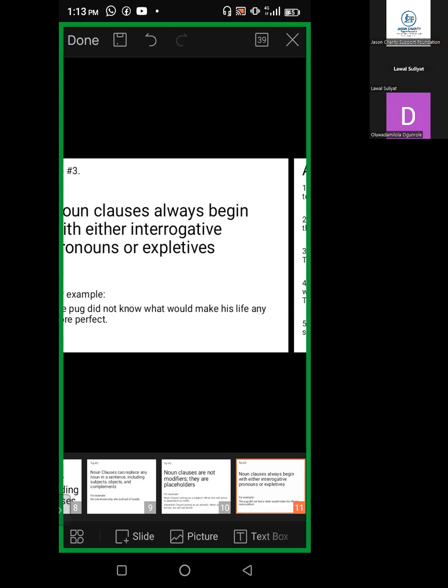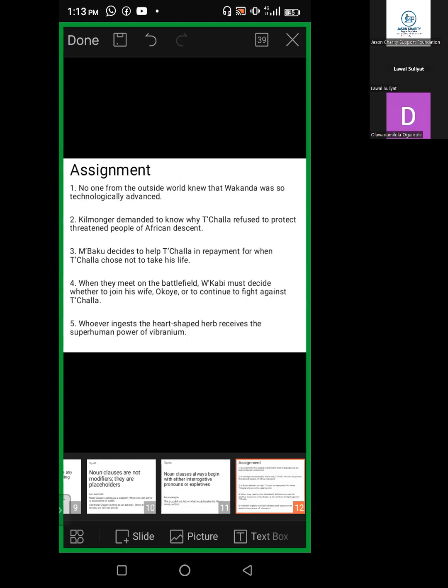So to end this class, this is an assignment that I've given. All you have to do is underline all the noun clauses that we have in these 5 sentences.